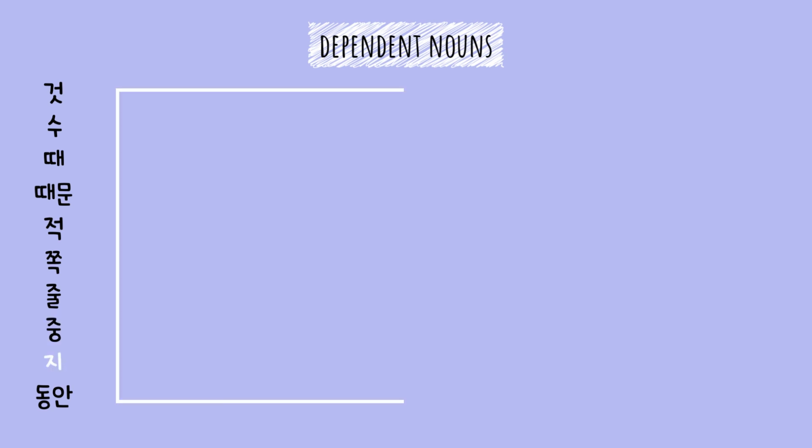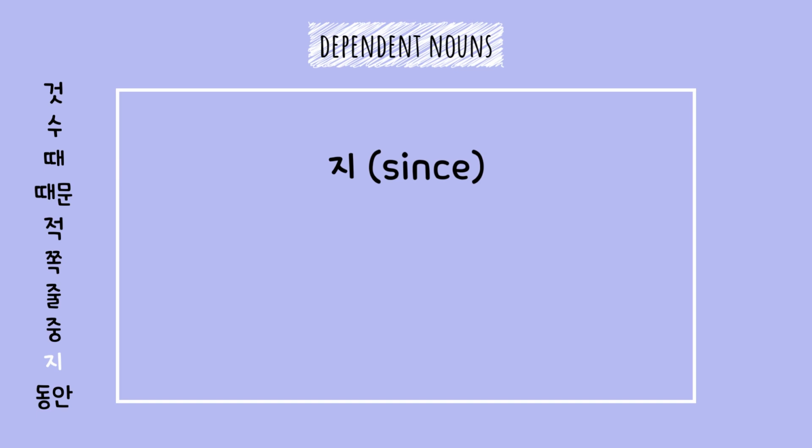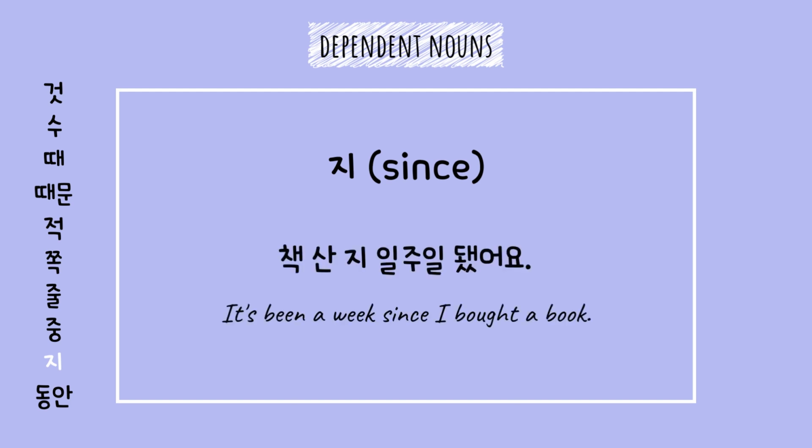Our ninth dependent noun, ji, means since. You need a modified verb before it and usually a time expression after it. Most of the time, you finish the sentence with the word to become. Let's look at our example. Ček sanji iljuil 됐어요. It has been a week since I bought a book.